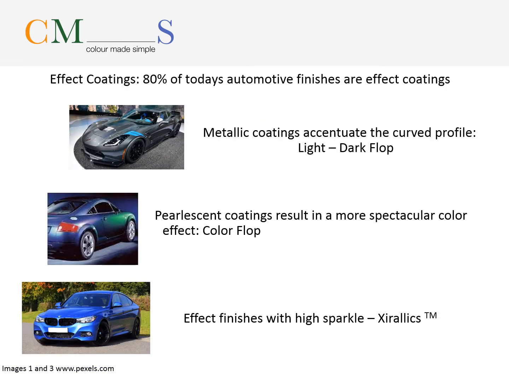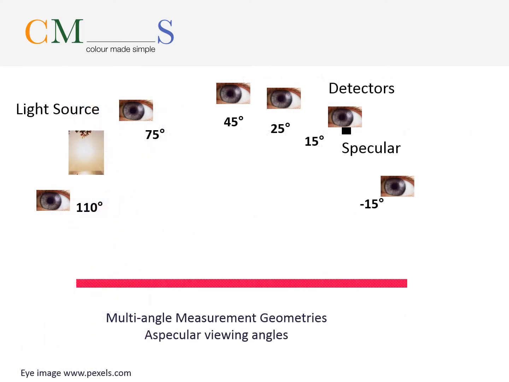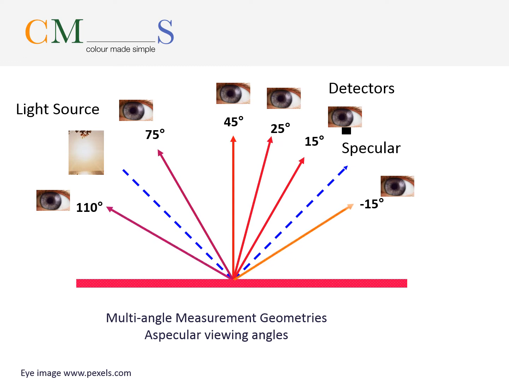For effect coatings, a greater number of measurements are required to replicate the light and dark flop and also the colour flop, the change in colour or colour travel as the viewing angle changes. The multiple angles are required in order to measure the colour travel of the effect pigments as the observer angle changes.